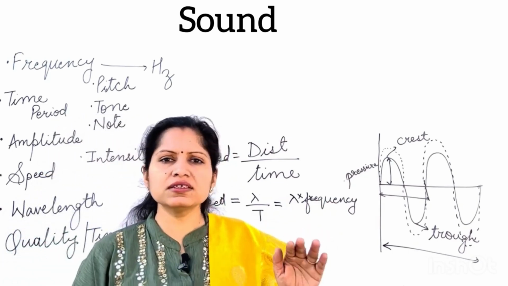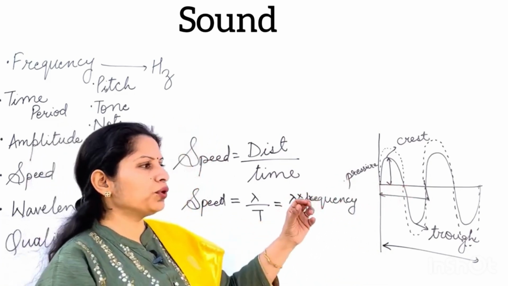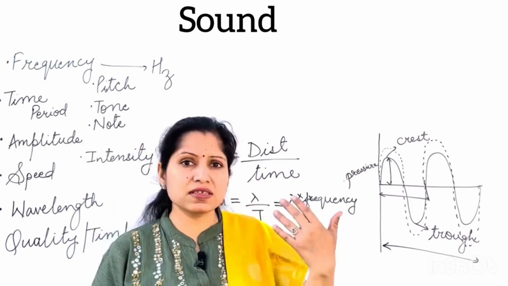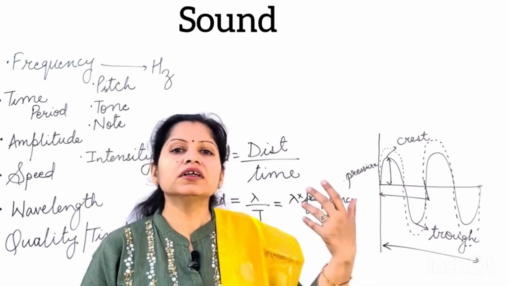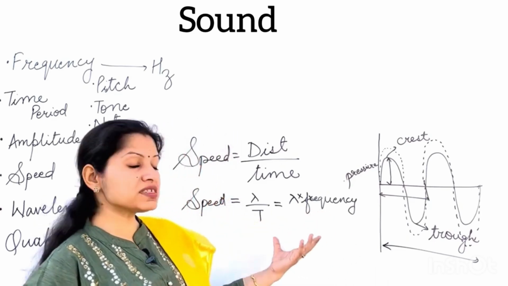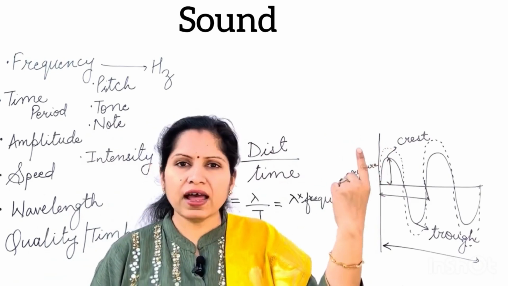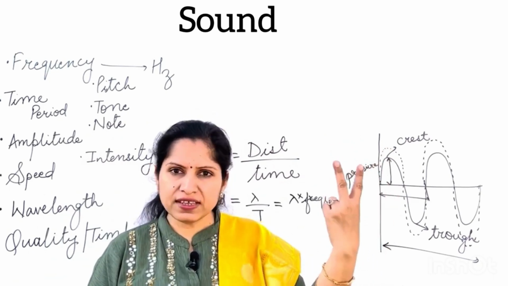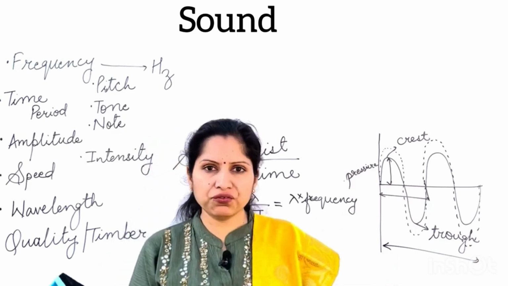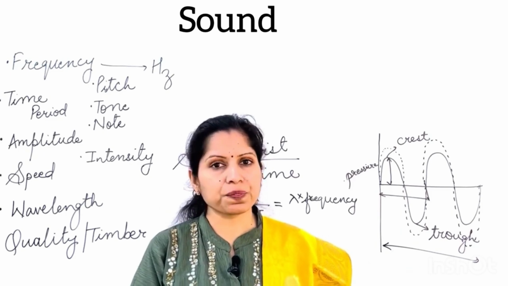Now the speed of the sound wave doesn't depend at all on whether you are speaking loudly or softly. Even if I speak softer or louder, the speed is not going to depend on that. The speed of sound depends on two things: the medium and the temperature. These two things decide the speed of sound, so it is different for different media and for different temperatures.